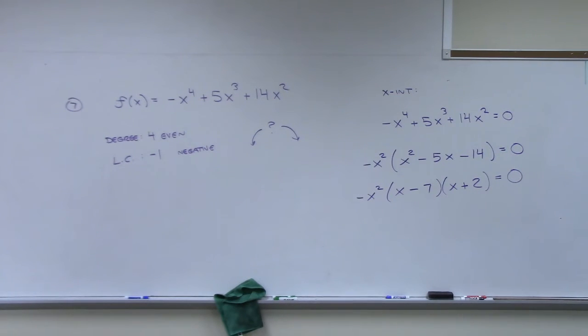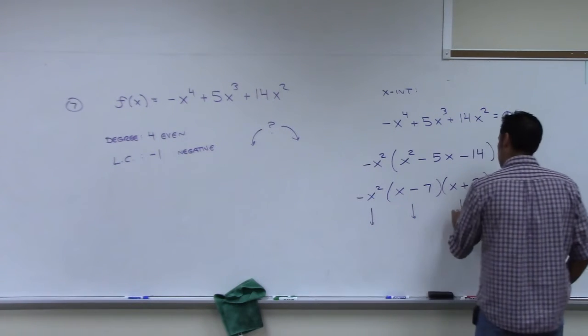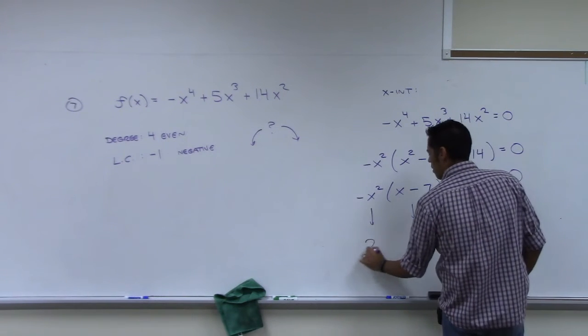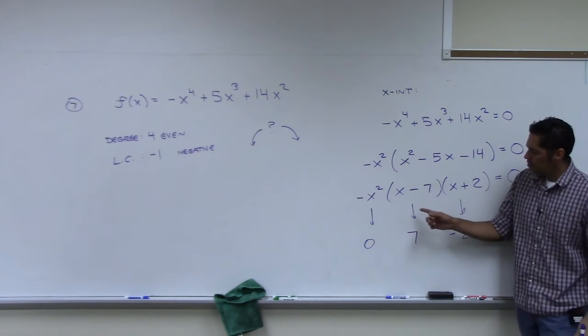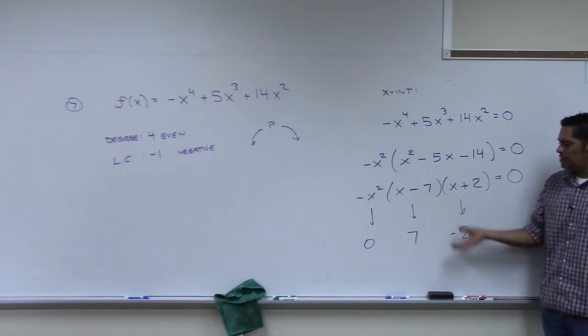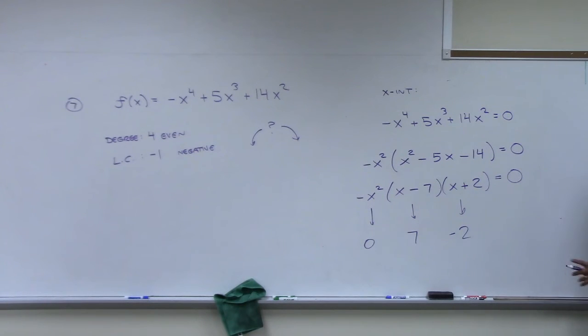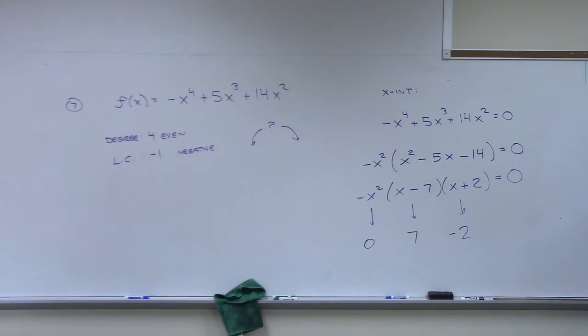And so what we have here are 3 x-intercepts: 0, 7, and -2. How am I getting these? Setting that to 0, setting that to 0, setting that to 0, and you get these 3 answers. But I also need to determine if I bounce or cross at these x-intercepts. So how do I determine that?